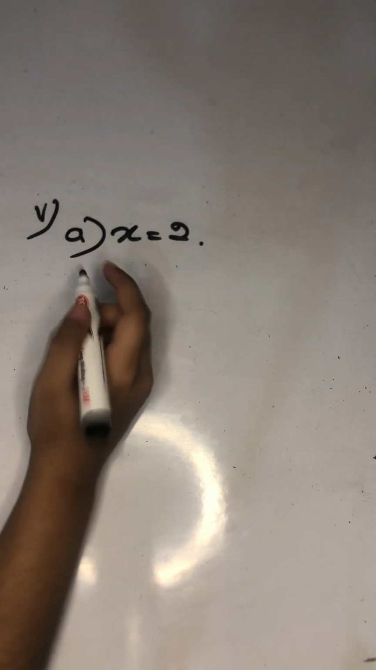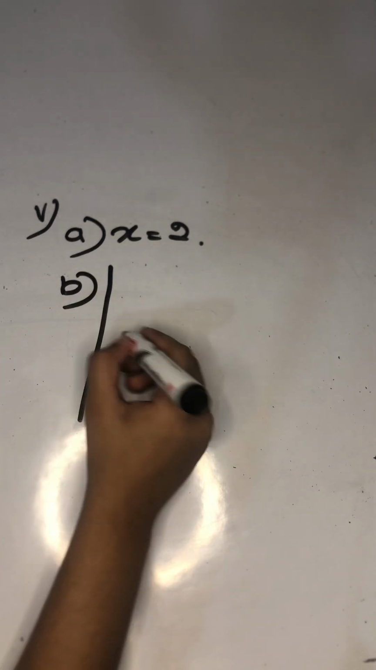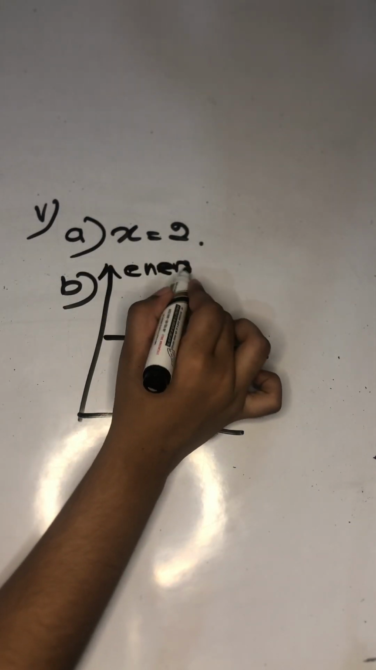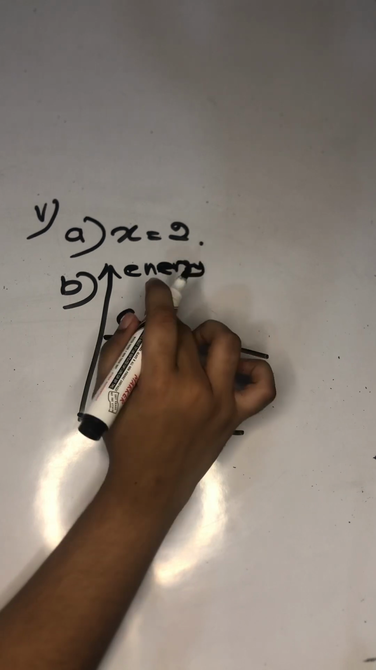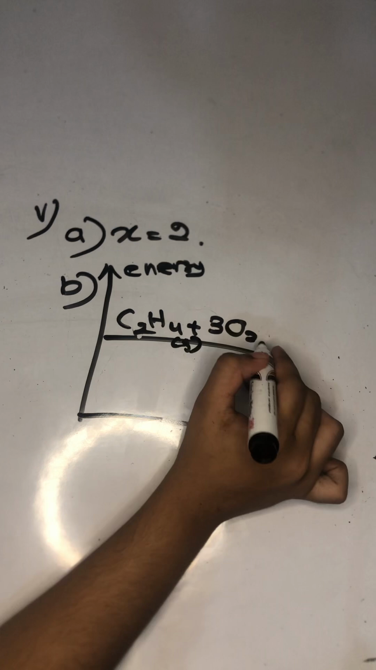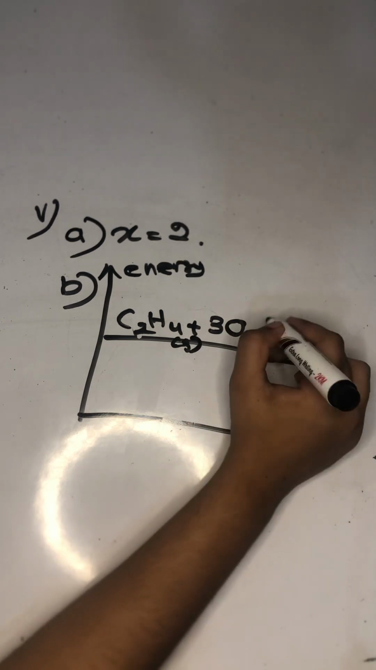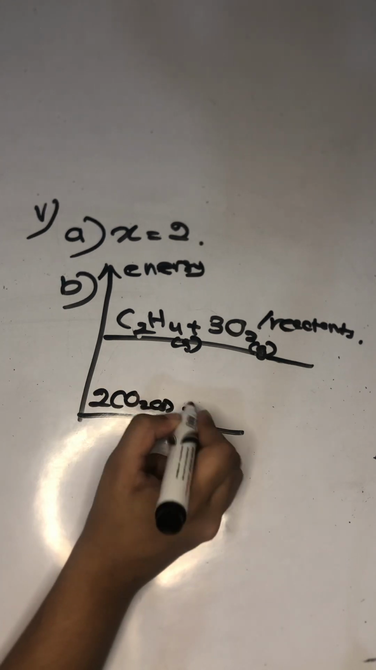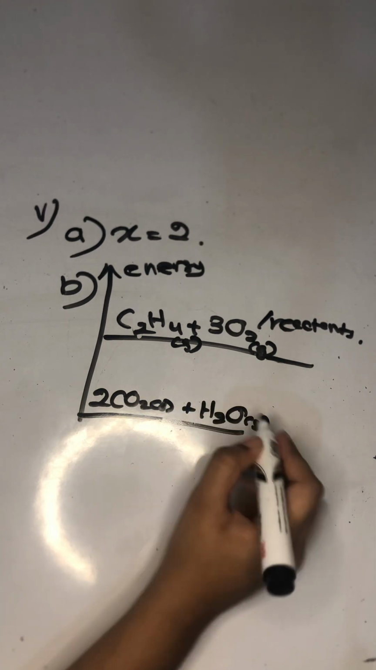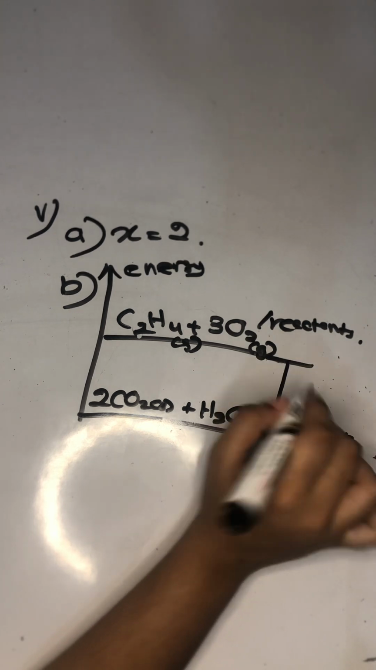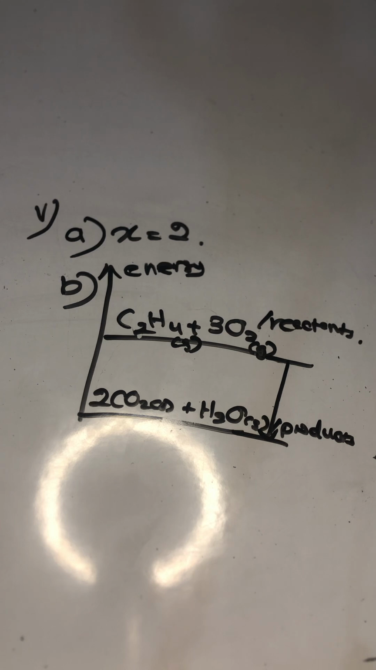So yeah, and B, right, it's going to look like this. So this is the energy, okay, and C2H4 plus 3O2. Make sure you state the states all the time, or you can just say reactants, okay, and then 2 carbon dioxide plus 2 H2O gas, or products, and then from here to here it goes down, right? So that's the answer for that question, okay. That is the answer for that question, right?